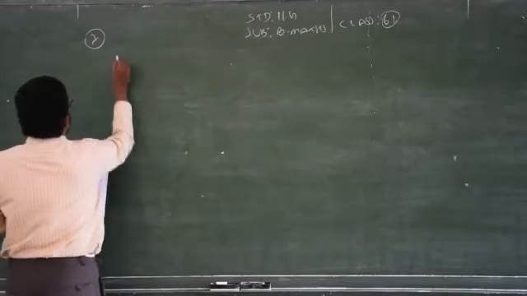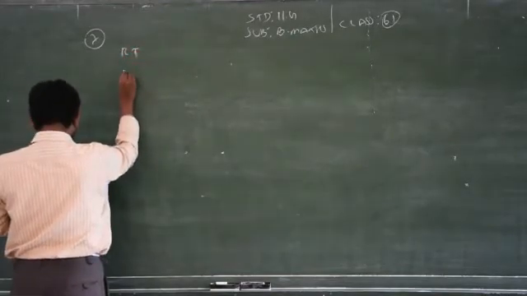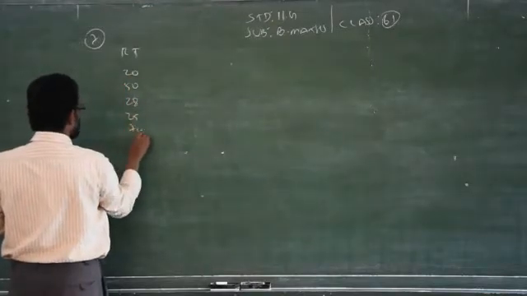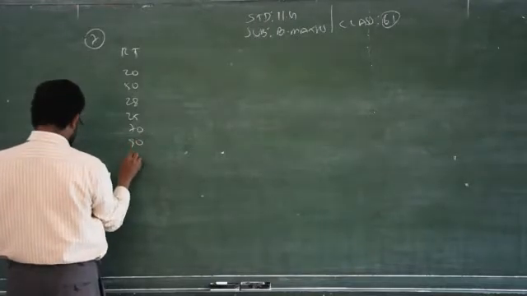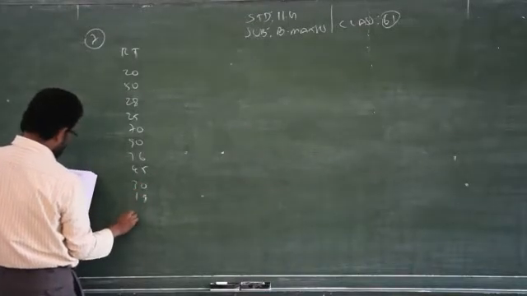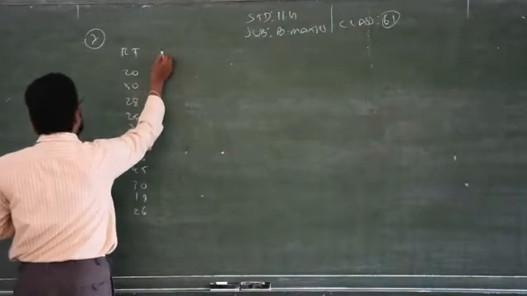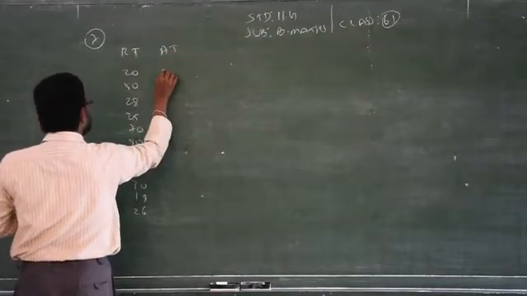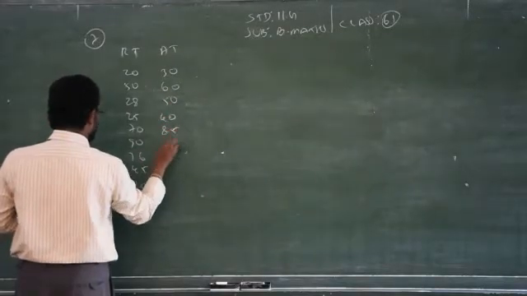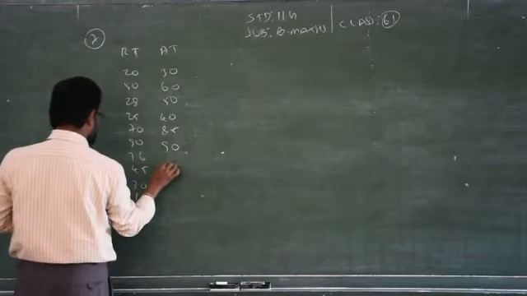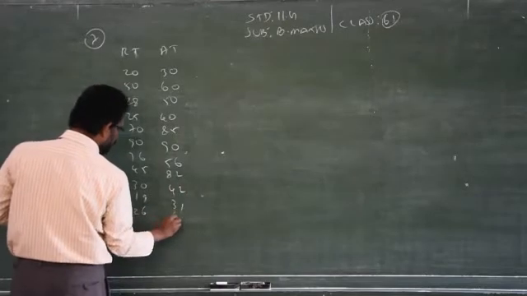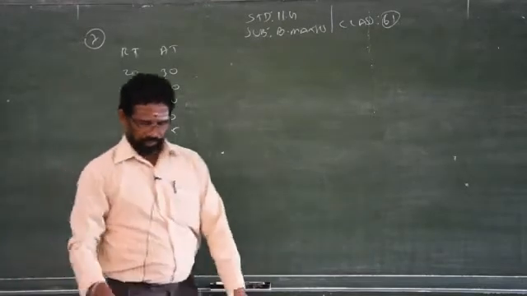The reasoning test, I take that as RT: 20, 50, 28, 25, 70, 90, 76, 45, 30, 19, 26. Similarly, the aptitude test, that is AT: 30, 60, 50, 40, 85, 90, 56, 82, 42, 31, 49. So, now you have to give the rank.